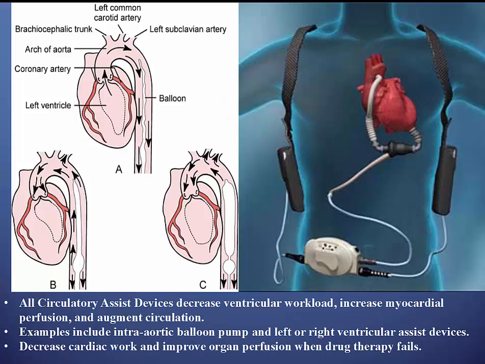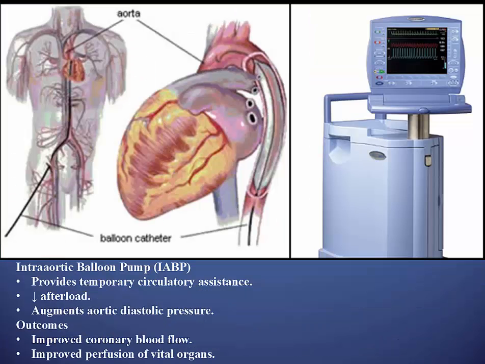All circulatory assist devices decrease ventricular workload, increase myocardial perfusion, and augment circulation. Examples include intra-aortic balloon pump and left or right ventricular assist devices. These decrease the cardiac work and improve organ perfusion when drug therapy fails. The intra-aortic balloon pump provides temporary circulatory assistance, decreases afterload, and augments aortic diastolic pressure. The outcomes are improved coronary blood flow and improved perfusion of the vital organs.